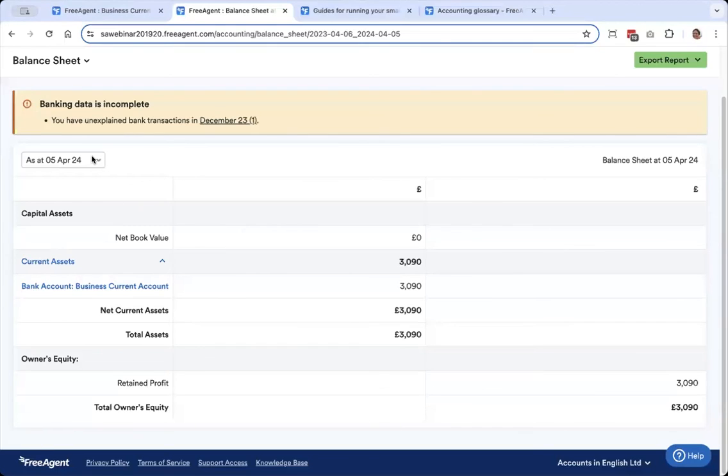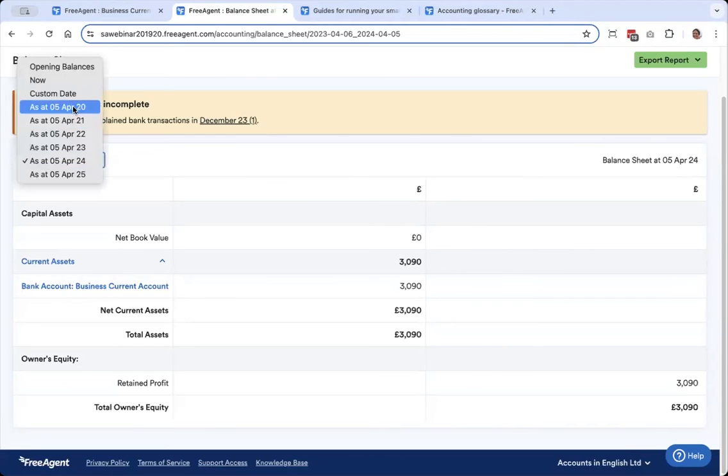You can see here that as at this particular date, this business has got £3,000 in the bank and has got the same amount of what we call retained profit, which is the amount of profit the business has made and kept over time. These two figures must always be the same. If they're not, then something's gone fundamentally wrong with the bookkeeping.